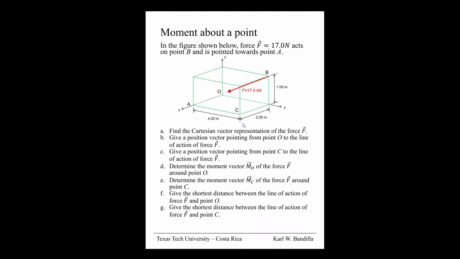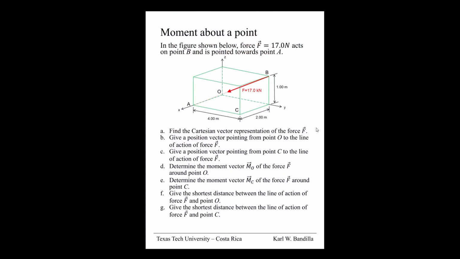This is another moment about a point in 3D problem. So here we have another wireframe box given with its dimensions, and we have a force that is acting from point B to point A, and it has a magnitude of 17 kilonewton. And we're again given the dimension of the box. So we have to start out by finding the Cartesian vector representation of the force F.